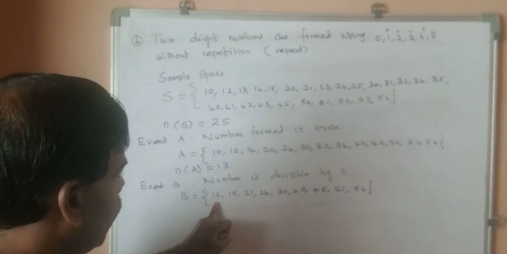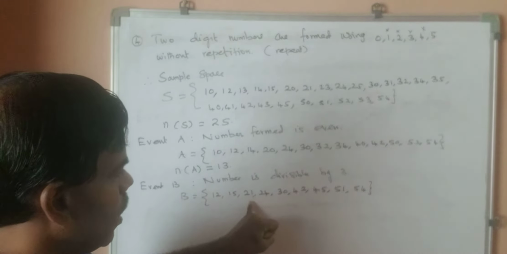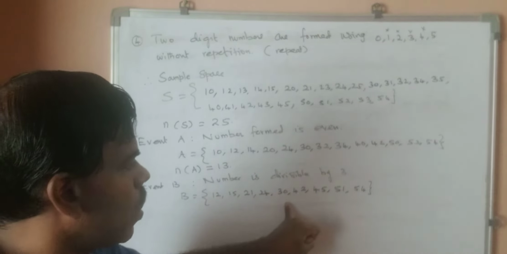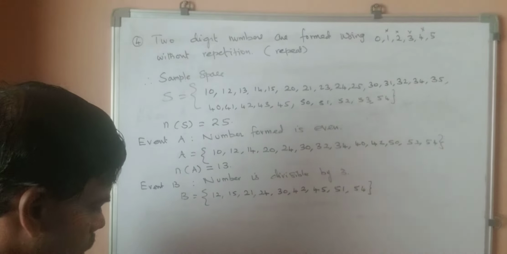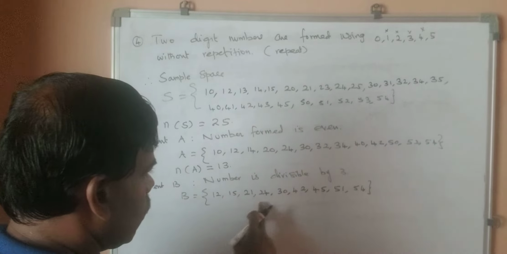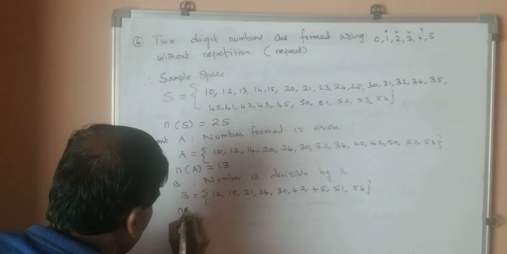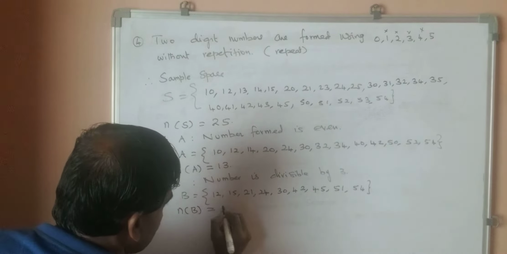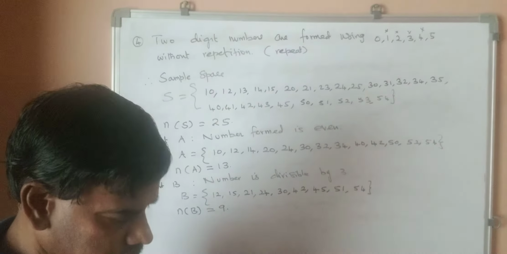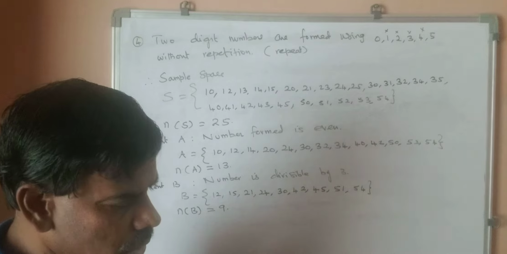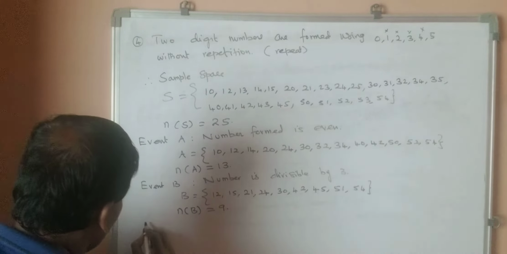See, 3 4s are 12, 3 5s are 15, 3 7s are 21, 3 8s are 24, 3 10s are 30, like that. So, how many are there such numbers? You see, 9 are there. So number of sample points in the set is 9. Okay, now third one. The number is greater than 50. Event C.